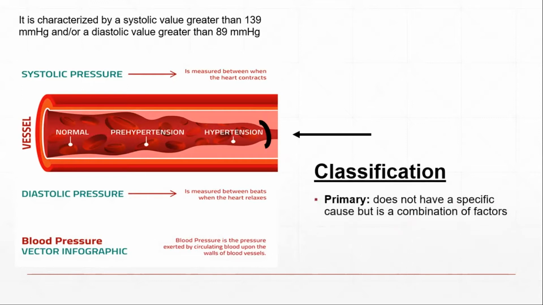Primary doesn't have a specific cause, but is a combination of factors such as family history, obesity, physical inactivity, excessive alcohol intake, stress, insulin resistance, etc. that can cause hypertension. While secondary is caused by an underlying condition such as chronic kidney disease, drug-induced situations, renovascular disease, etc.